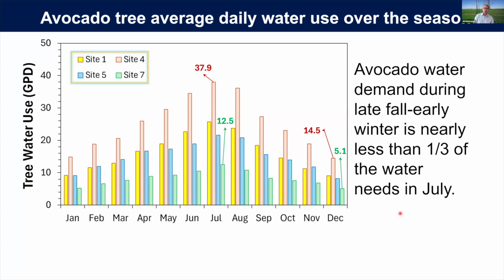But one conclusion for all sites, this is a very common conclusion we have. The avocado water demand during late fall, early winter is less than 1/3 of the water needs in July. So that's the common conclusion we have in all sites.